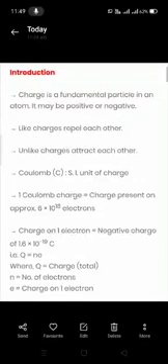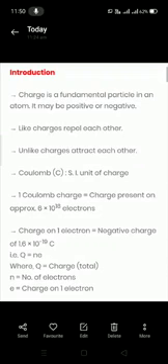Today I am here to explain to you the chapter 12 Electricity summary. In the introduction, charge is a fundamental particle in an atom. It can be a positive charge or a negative charge. And we already know that like charges repel each other whereas unlike charges attract each other.